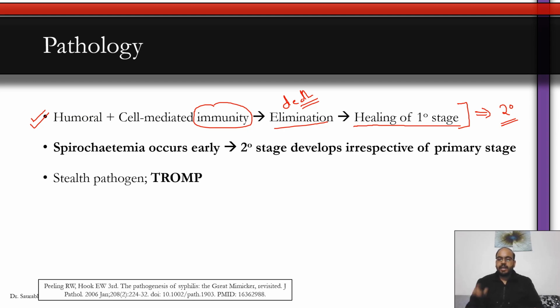What happens in secondary stage? Remember, syphilis is a systemic disease at the first stage, from day one. Okay. If the treatment is not given, that means treponemes are surviving in the bloodstream, no matter if the primary chancre is healed. So that is why there are treponemes present in the bloodstream, and spirochetemia, that means presence of spirochetes in the blood, occurs early, and it leads to the development of secondary stage irrespective of the primary stage. So even if the primary stage heals, it heals within a day, okay, but the spirochetes have entered the bloodstream and they will progress to form the secondary stage, okay.